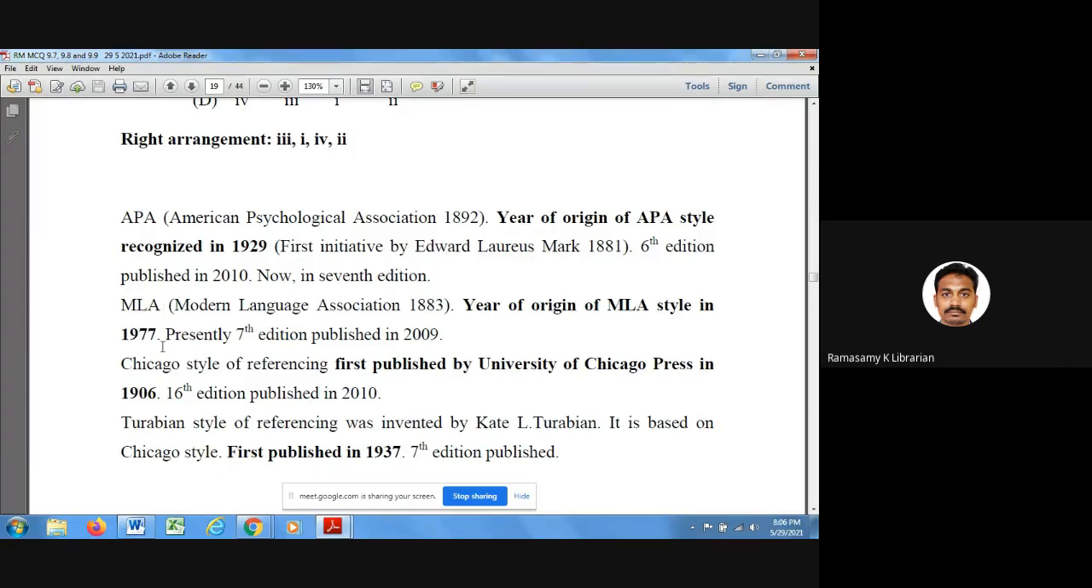MLA, it was published in 1977 first. Now we have 7th edition of MLA, which was published in 2009. And Chicago style of referencing and Turabian style, both are published by the same university, Chicago University. And Chicago style 16th edition was published in 2010. Turabian style 7th edition is presently in use.